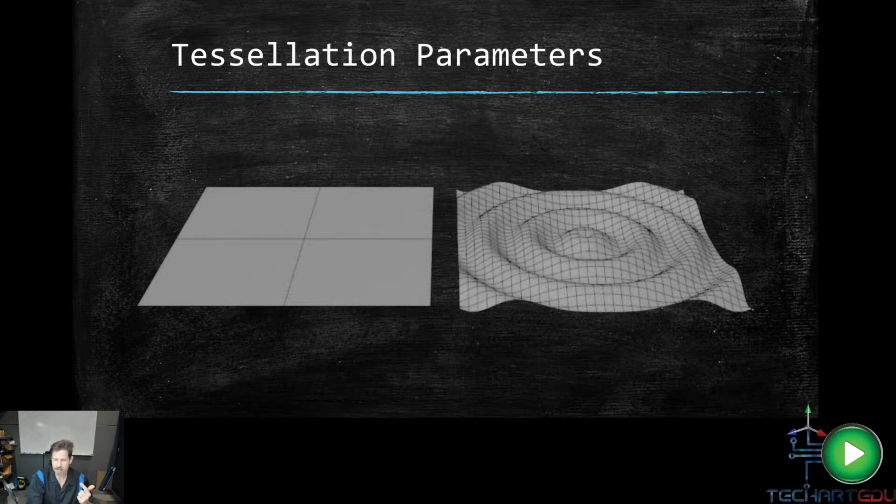Okay, what about tessellation? Tessellation allows you to break up an existing object into smaller objects, so that when you do the deformation and the manipulation of the vertices, it looks pretty good, maintains its shape, and doesn't look all jaggedy.